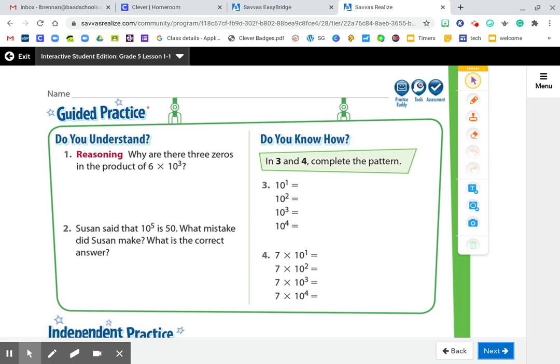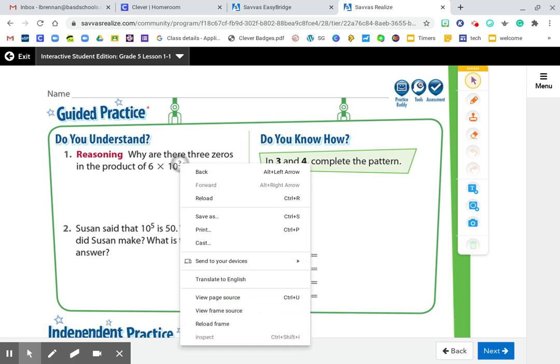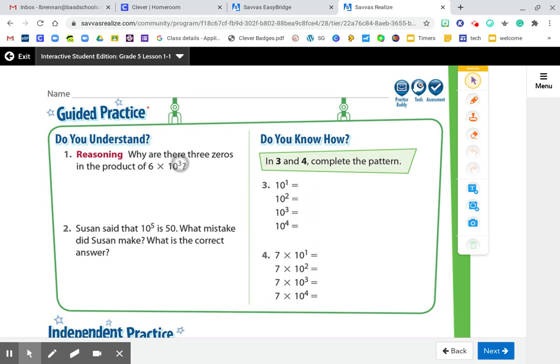And moving on, we'll be going over the guided practice together. And why are there 3 zeros in the product of 10 to the third? Because there's 3 zeros as the exponent. So you would have to write a handwritten answer here, and I'll try to do it on the tablet. So there are 3 zeros because there is an exponent of 3.